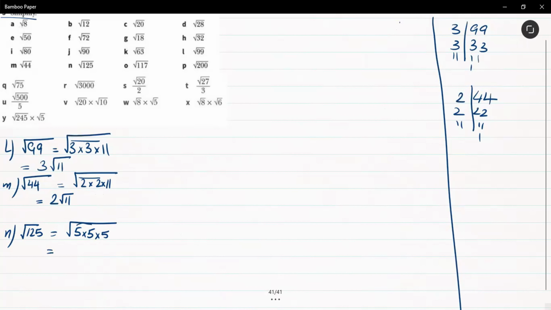And then we would get 5 under root 5. Okay, that's it for part N. For part O, we have got under root 117.